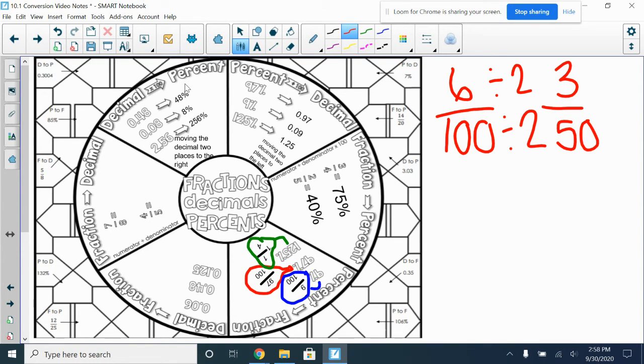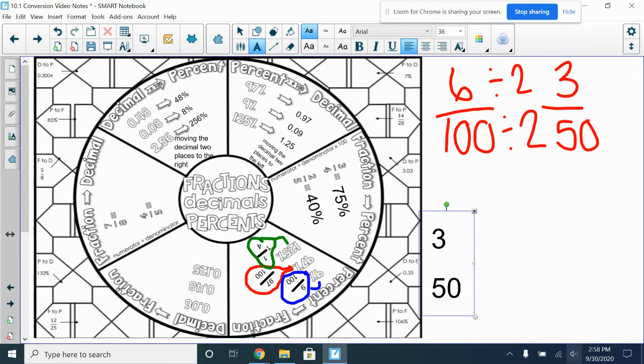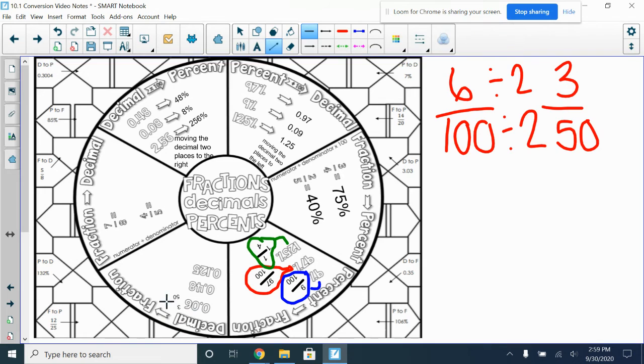And I'm going to go ahead and type that and put it in so that we have a nice, clean, organized chart. So 3 over 50. And we're going to make that even smaller. 3 over 50 right here. And there's our line.